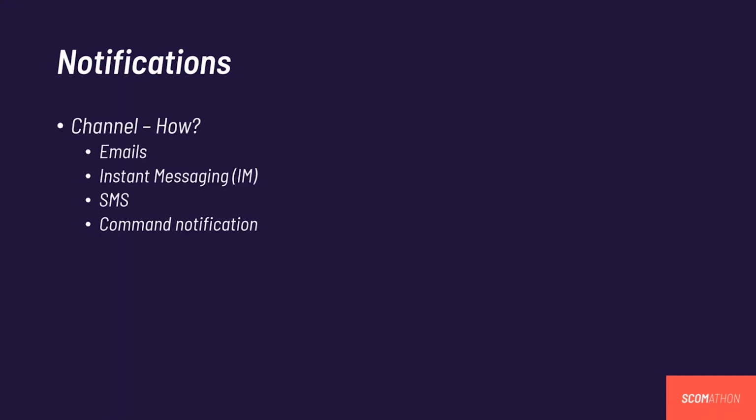There are 3 components to notifications. What do you want to send? How do you want to send it? And who do you want to send it to? In SCOM, these are called channels, subscribers, and subscriptions. So a channel defines how you want to send the alerts out. The options are email, IM, and SMS, like we just talked about, and then there's also a command notification channel.